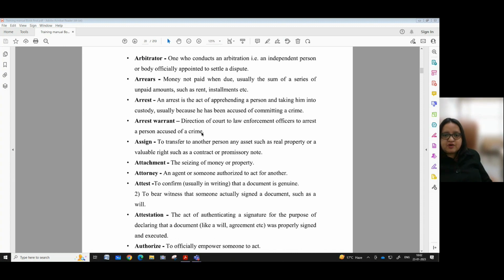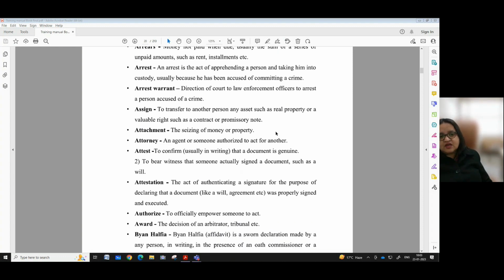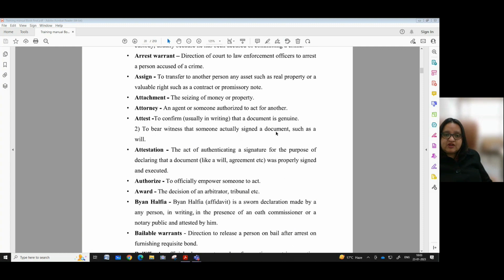Attachment, the seizing of money or property. Attorney, an agent or someone authorized to act for another. Attest, it has two meanings: to confirm, usually in writing, that a document is genuine, or to bear witness that someone actually signed a document such as a will. Attestation, the act of authenticating a signature for the purpose of declaring that a document like a will or agreement was properly signed and executed. Authorized, to officially empower someone to act.